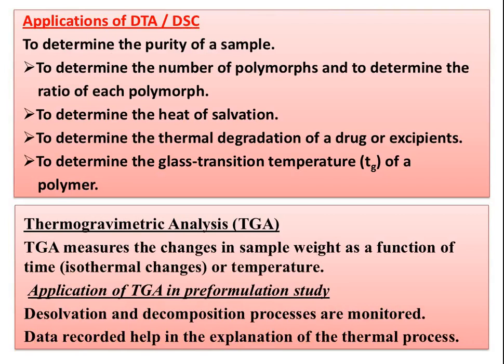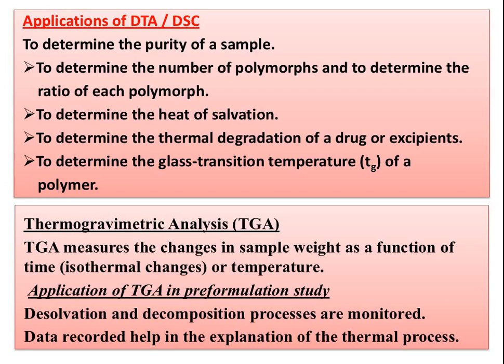Generally DTA as well as DSC can be utilized to determine the number of polymorphs of your crystal as well as to determine their ratio, as well as to determine the heat of solvation. They are also used to determine the purity of your sample. They are also used to determine the thermal degradation of drug as well as excipients, and can be utilized to determine the glass transition temperature of a polymer.